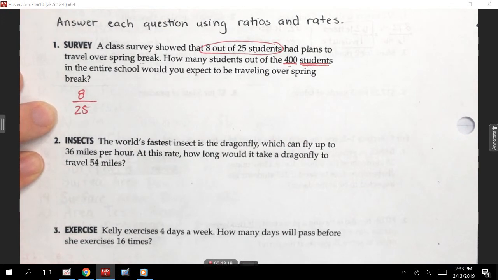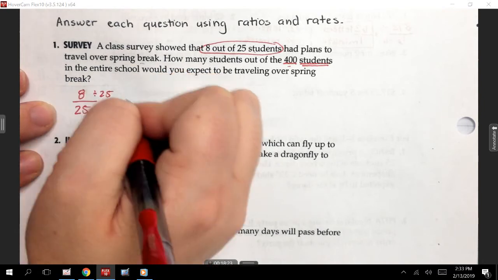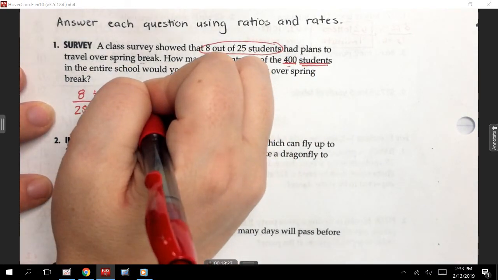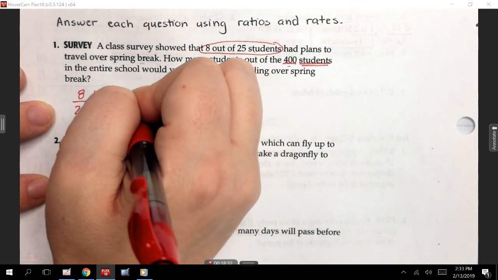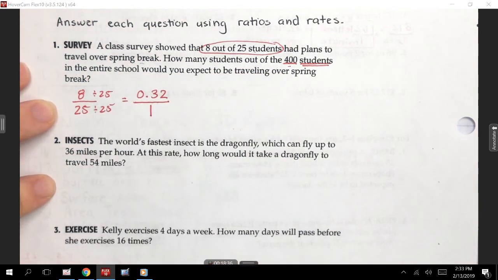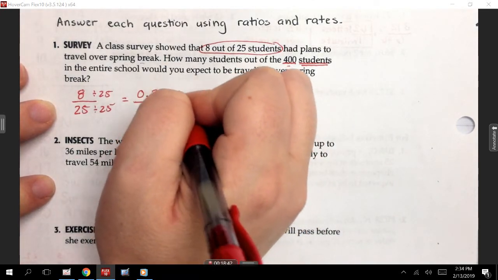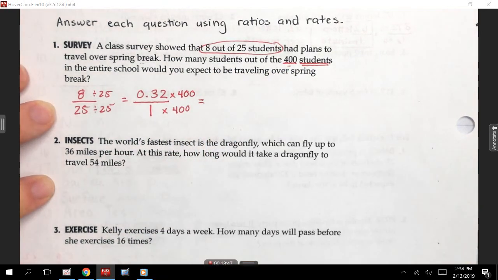All right, so now what am I going to do, Aaron? Divide by 25. Excellent. All right, what does that give me in my calculator, Aaron? 0.32 over 1. All right, and now what do I need to do from here, Brandon? Multiply by 400. Guys, remember that bottom was talking about my students. We want to change my students to 400. So what does that give me, Dylan?